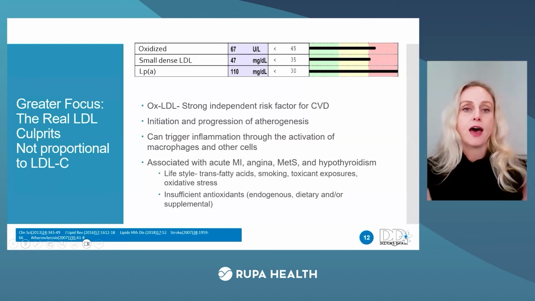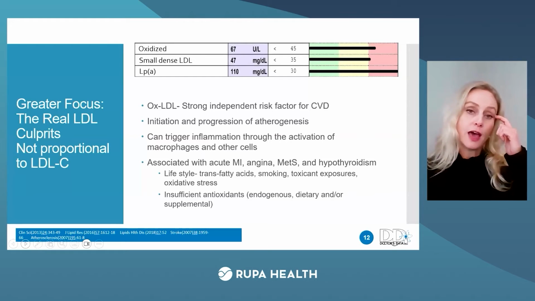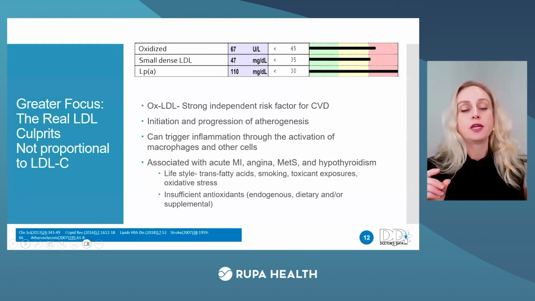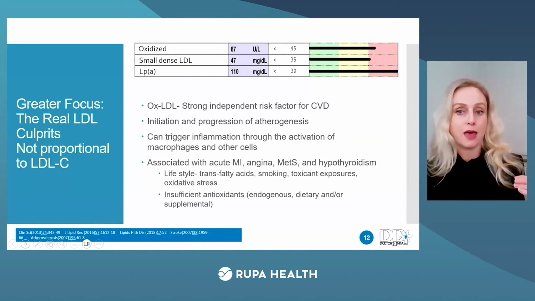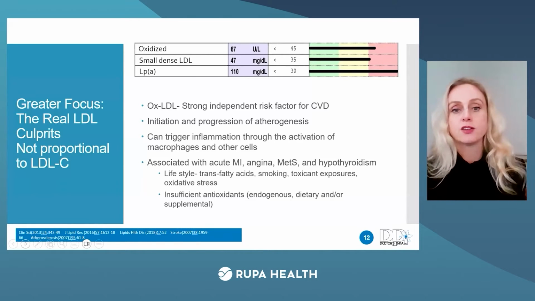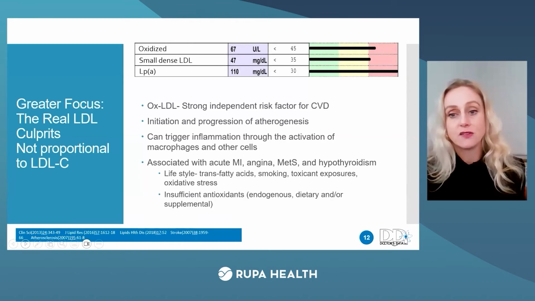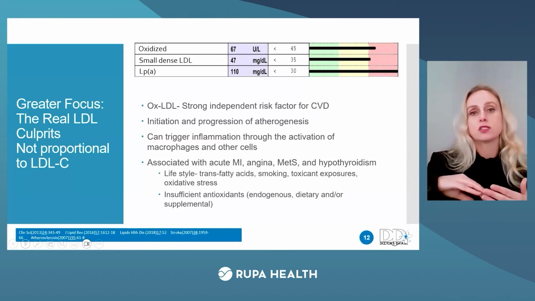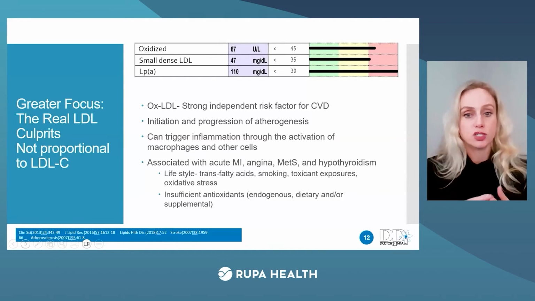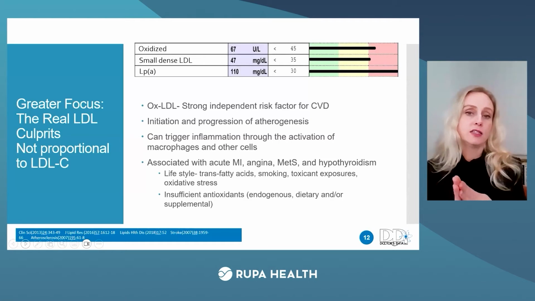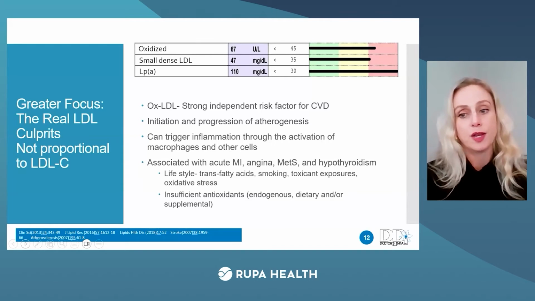Oxidized LDL. Oxidized LDL is a strong independent risk factor for cardiovascular disease. Again, the oxidized LDL is the lipid that contributes to atherosclerosis. So it initiates and progresses the pathogenesis of atherosclerosis. Consider this as oxidized. There's an inflammatory component. The oxidized LDL activates macrophages and other cells. So this continues the vicious cycle of atherosclerosis and endothelial inflammation. Oxidized LDL itself is associated with acute myocardial infarction, angina, metabolic syndrome, and hypothyroidism.